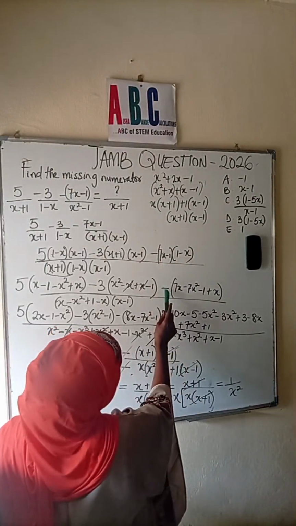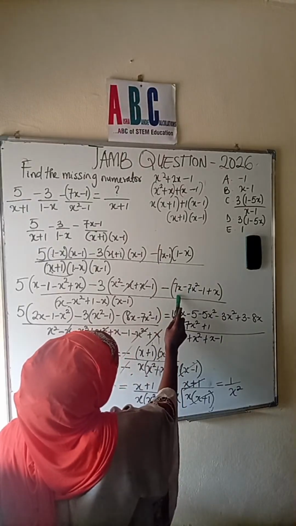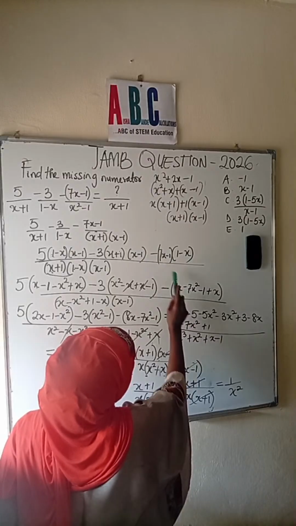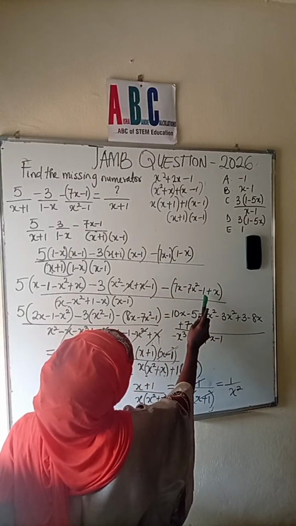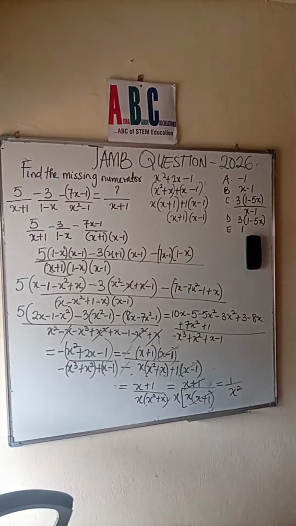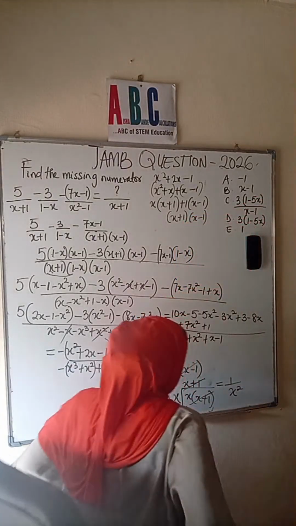We have a minus outside here. 7 times 1 is 7x. 7x times minus x is minus 7x squared. 7x times 1. Yes! Guys, I've seen an error. If you are following me, I've identified an error. Look at it. I told you guys there's an error somewhere.